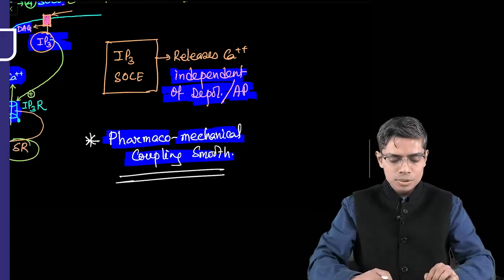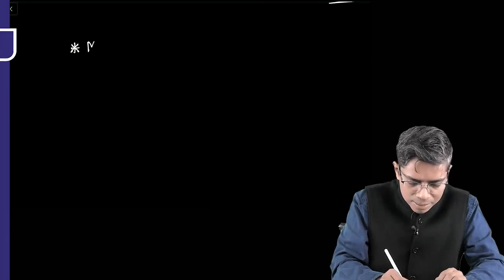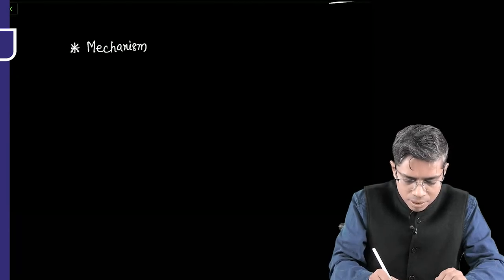So now we understood the different sources of calcium within the smooth muscle. Now after this, we are going to discuss the mechanism of smooth muscle contraction.